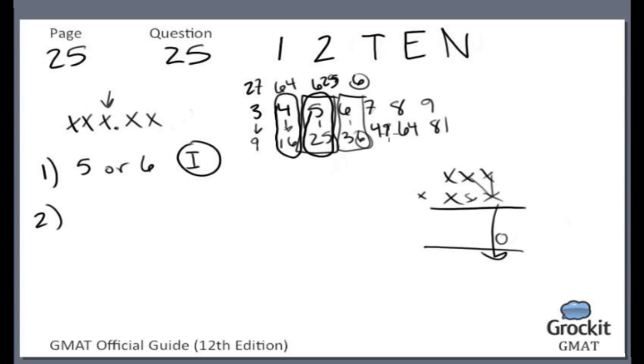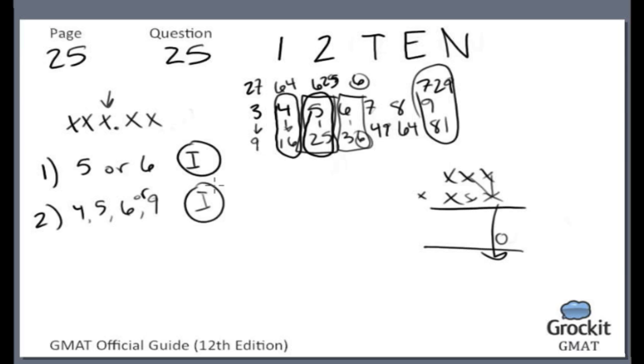7 times 9 is not going to end in 7. 8 times 4 is not going to end in 8. And 9 times 9 is actually going to get us there. That gets us 729. So 9 is a possibility. In this case, we found out that it was 4, 5, 6, or 9, which again is still insufficient for determining the units digit of integer n.